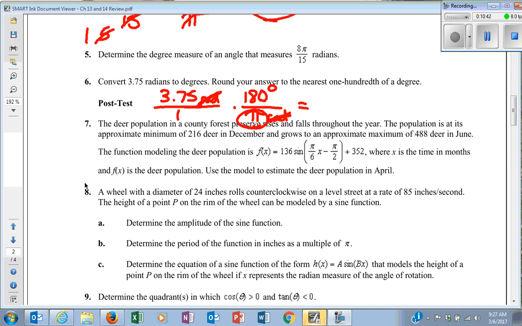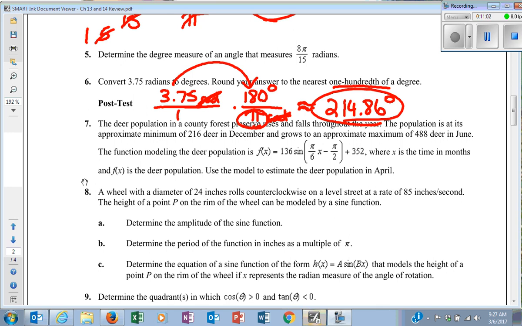And so what you're going to do, it says round your answers to the nearest hundredth. You're going to take your calculator, multiply these two numbers, then divide by pi. And when you do that, you should get about 214.86 degrees.